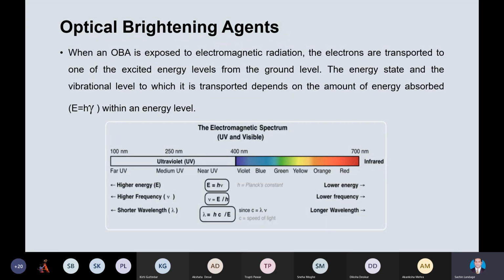OBAs absorb light in the ultraviolet region and re-emit the light in the visible region, near the violet and blue range. That's why we get a whiter and brighter fabric.